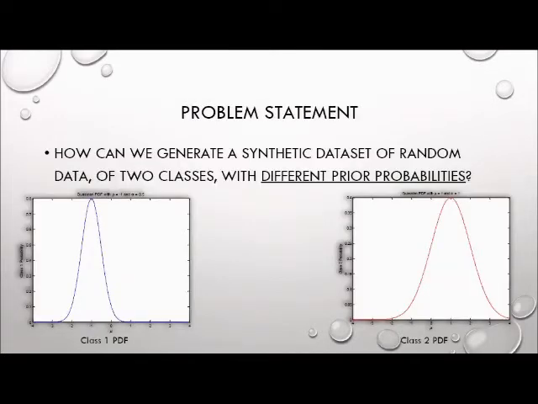In several application contexts, as in pattern recognition, for example, we are interested in generating a synthetic dataset that contains two classes or more, with each of those classes having its own prior probability. Now, keep in mind that the concept of prior probability can only exist if we have two or more classes in the dataset.